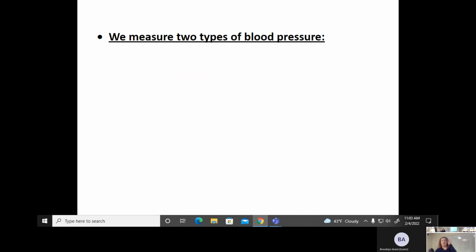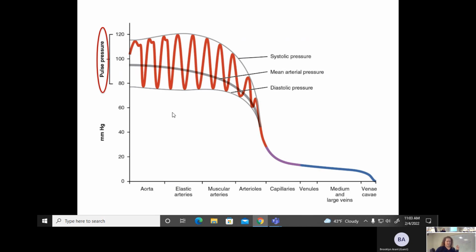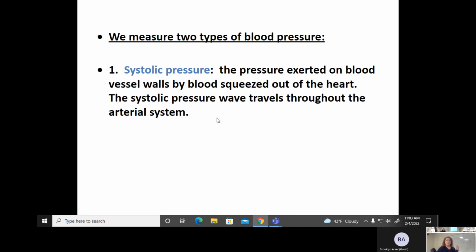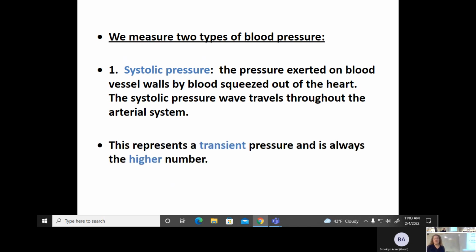When we measure people's blood pressure, there are two values that go along with these peaks and valleys in the arterial system. The first pressure is called the systolic. The systolic is the pressure wave that's coming through from ventricles contracting. So it's coming from ventricular systole, and it's going to move through your blood vessel system like a wave. That's the systolic.